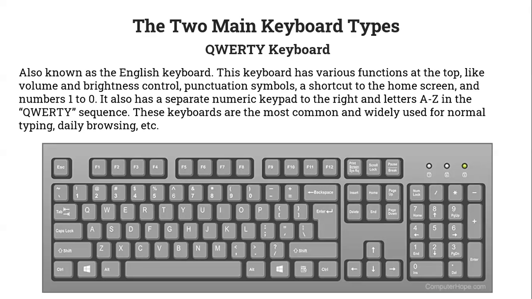The QWERTY is also known as the English keyboard. This keyboard has various functions at the top, like volume, brightness control, punctuation symbols, a shortcut to the home screen, and numbers 1 to 0. It also has a separate numeric keypad to the right and letters A to Z in the QWERTY sequence. These keyboards are the most common and widely used for normal daily typing and browsing.